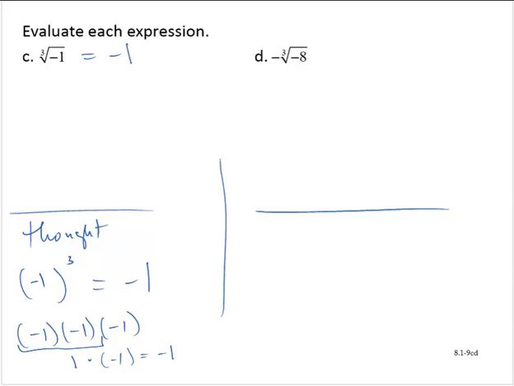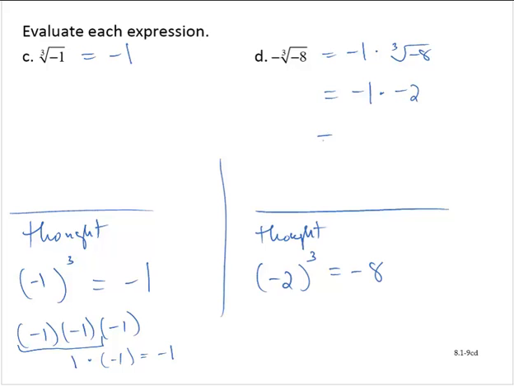D. The opposite of the cube root of negative 8. Again, I can think of this as negative 1 times the cube root of negative 8. And again, what's my thought process here? Is there a number that I can raise to the third power and get negative 8? And yes, there is. That number is negative 2. So now I have negative 1 times negative 2, which is positive 2. So we can have negatives under cube roots in the real number system, but not under square roots in the real number system.